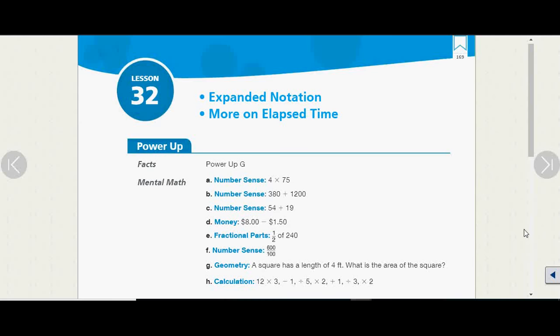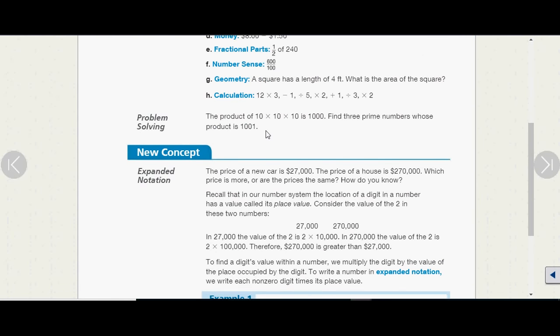Course 1, Lesson 32 is about a couple of topics that aren't really related, but both are important that we feel confident on. Expanding our notation, not standard, but expanded notation, so showing numbers in a longer, more spread out expanded version. And then also elapsed time to remember. Let's talk more about that when they get a little bit trickier.